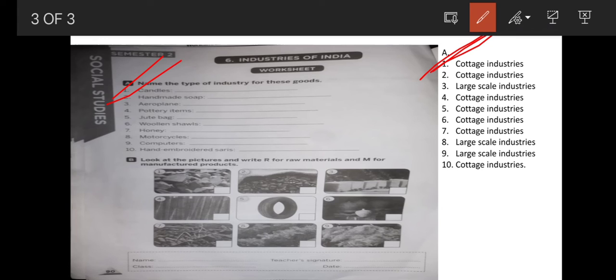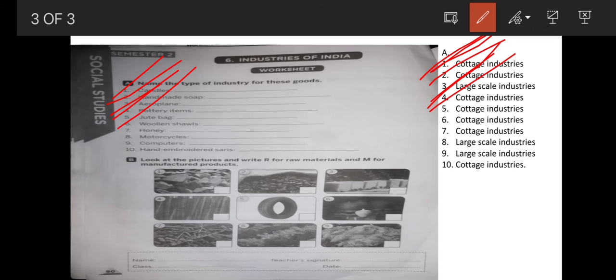2. Handmade soap. Handmade soap is also produced in cottage industries. 3. Aeroplane. Aeroplane is manufactured in large scale industries. Why? Because to manufacture aeroplane, large machines are needed, and large number of people are also involved in these types of industries. 4. Pottery items. Pottery items, this is the cottage industry.